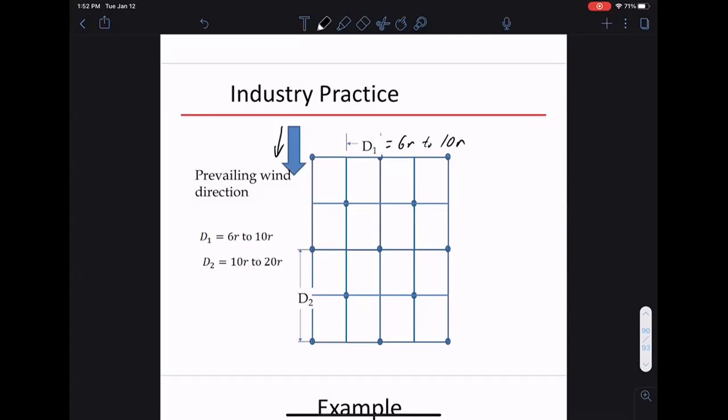So if you look at the array, it's not exactly square. The separation is not equal. It depends on which direction the wind is blowing. In the direction the wind blows, you need to be fairly far away. In the direction perpendicular to the wind, it's about 6 to 10 radii. Any questions about this?